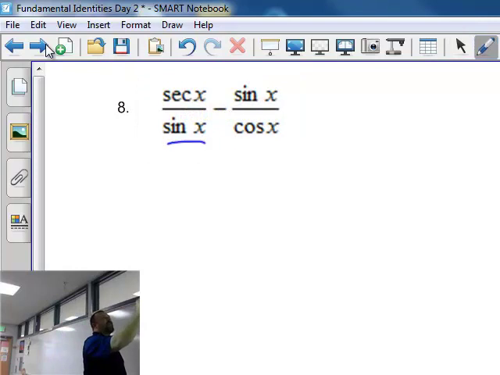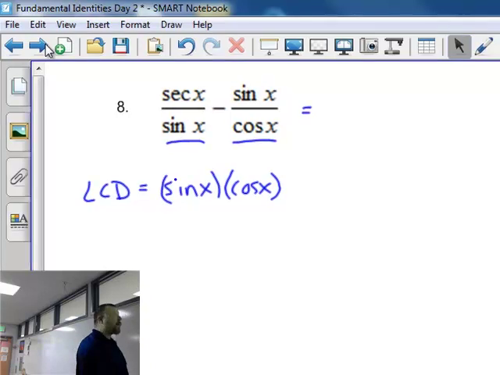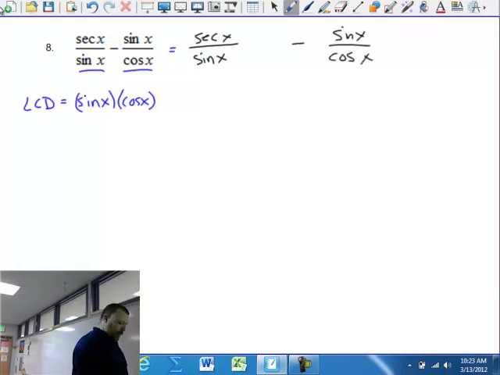This time we have a sine of x and a cosine of x. We'd like the least common denominator to have both of those involved, so we're just going to multiply them together. So what is this first fraction missing? It's missing a cosine of x. We have secant of x over sine of x minus sine of x over cosine of x. And we're going to multiply the top and the bottom by cosine of x.